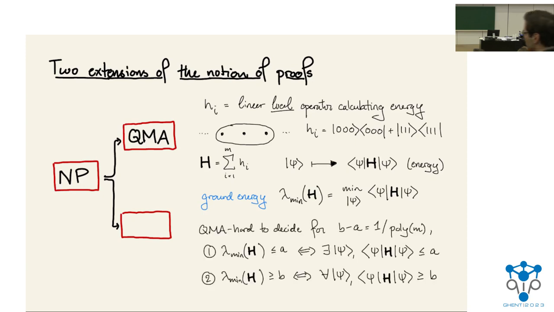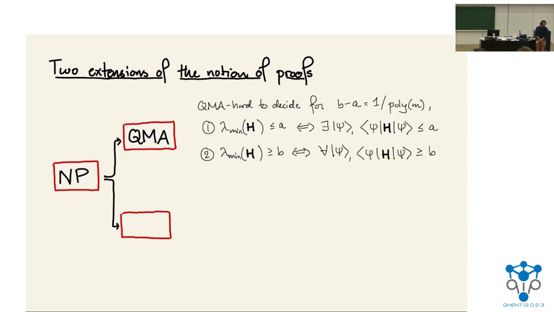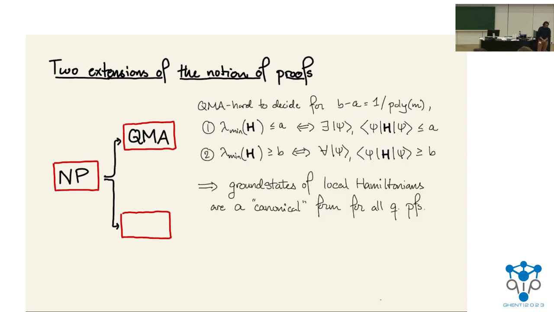To fully write out the analog, the ground energy is the minimum eigenvalue of this Hamiltonian. And just like it was NP-complete to decide if the satisfiability was low or high, it's QMA-complete to decide, for some B minus A, whether the minimum eigenvalue, or the satisfiability, of this Hamiltonian is either below A or above B. So what this tells us is something really nice.